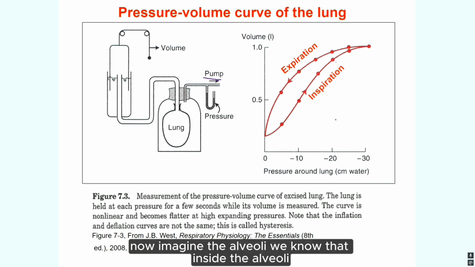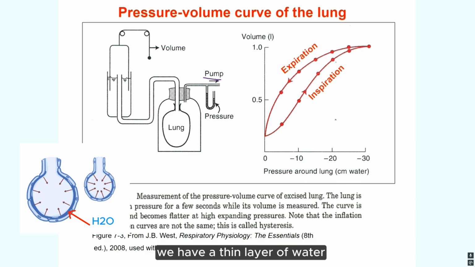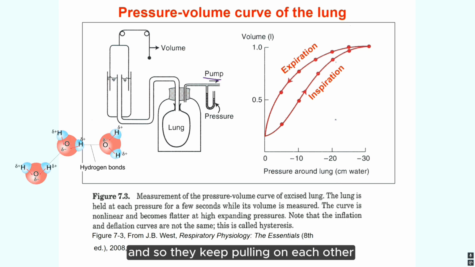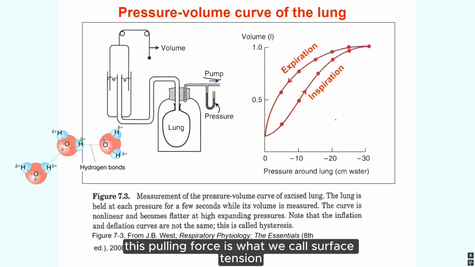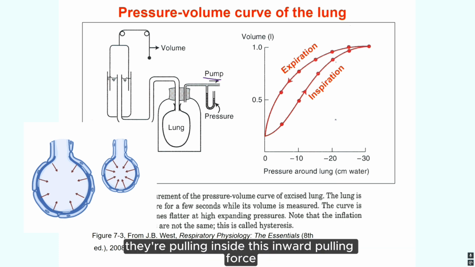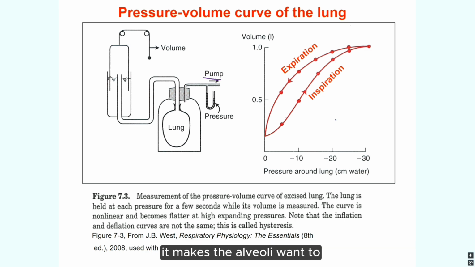Now, imagine the alveoli. We know that inside the alveoli, we have a thin layer of water. And we know that water molecules really like each other. They like to stick together, and so they keep pulling on each other. This pulling force is what we call surface tension. So this inward pulling force, the water molecules pulling inside, makes the alveoli want to become as small as possible.